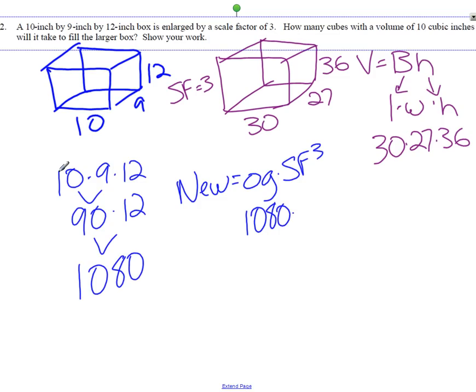Okay, so now we have the original, our new OG. So we have 1080, and our scale factor here is 3, right? 3 cubed. So what's 3 cubed? So we have 1080 times 27.